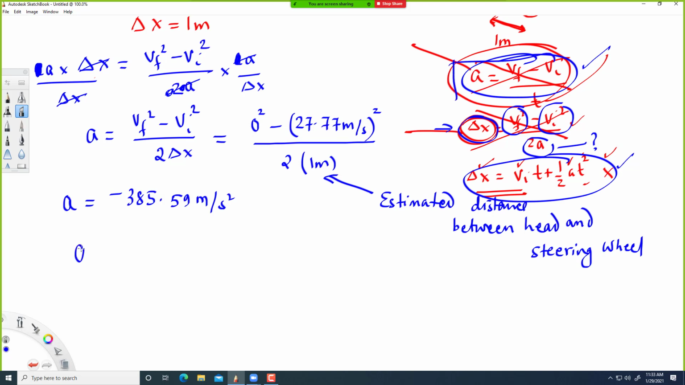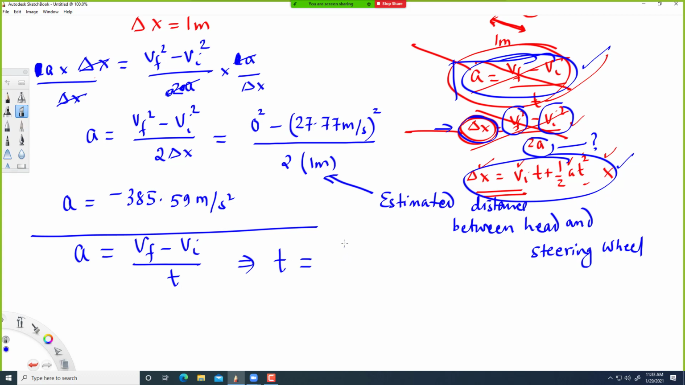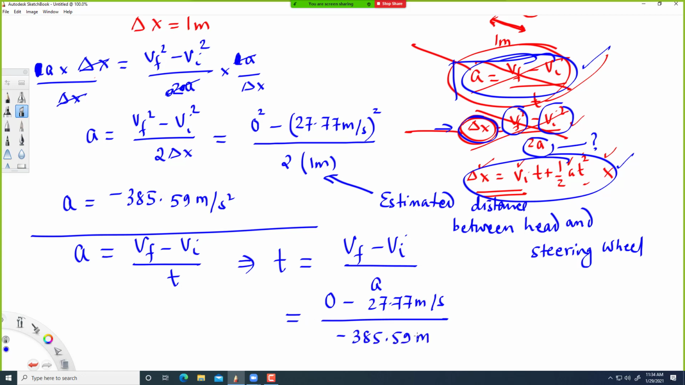So A is equal to V final minus V initial over T. Okay, you can rearrange the terms in terms of T. So T would be equal to V final minus V initial over A. Plug in the numbers. V final is 0. V initial is 27.77 meters per second. And acceleration, we just found it, negative 385.59 meters per second squared. And the calculation will give you 0.07 seconds.